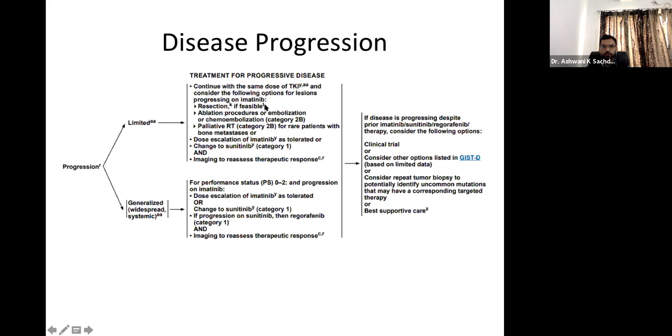If none of these three are possible, then dose escalation of imatinib as tolerated, or change to sunitinib therapy. If the patient is not likely to tolerate the higher dose of imatinib, then change to sunitinib and assess the response to therapy. But if there is generalized widespread systemic disease, then dose escalation of imatinib or change to sunitinib. This is category 1.